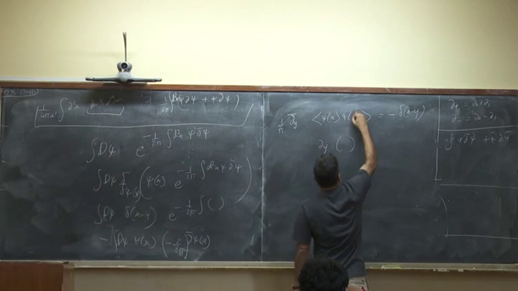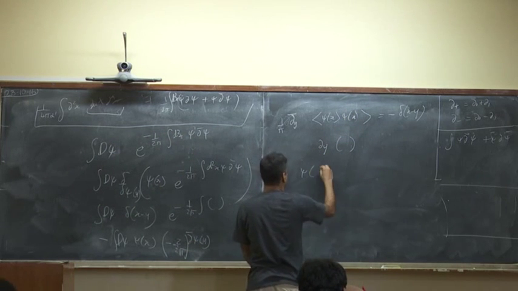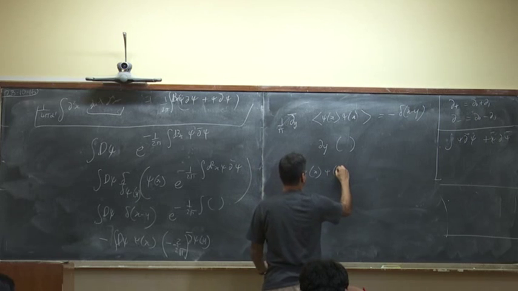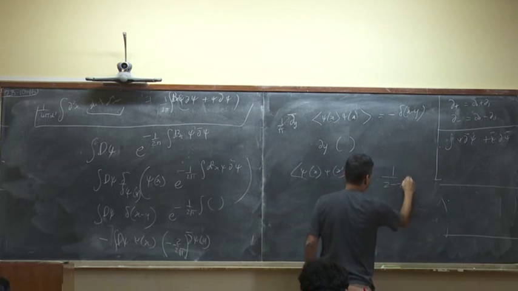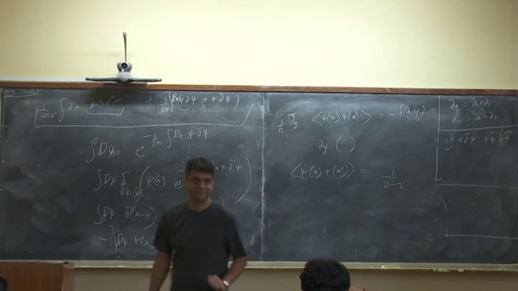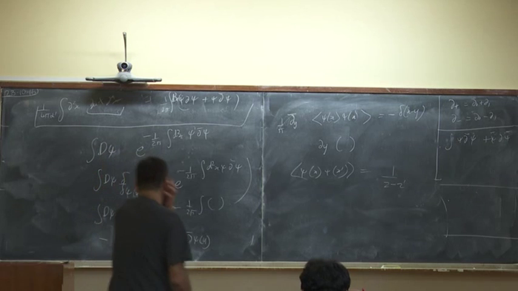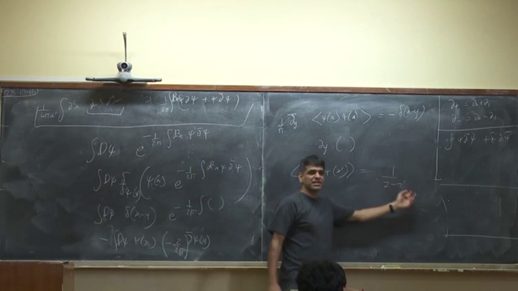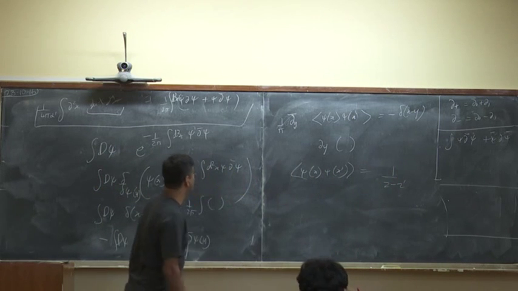Let me call this x and x prime. So clearly what we get is that psi of x prime is equal to 1 over z minus z prime with some number, and we have to determine that number. I'm going to determine the number using this log business. There are many ways to do it, but this log business. So let's see.